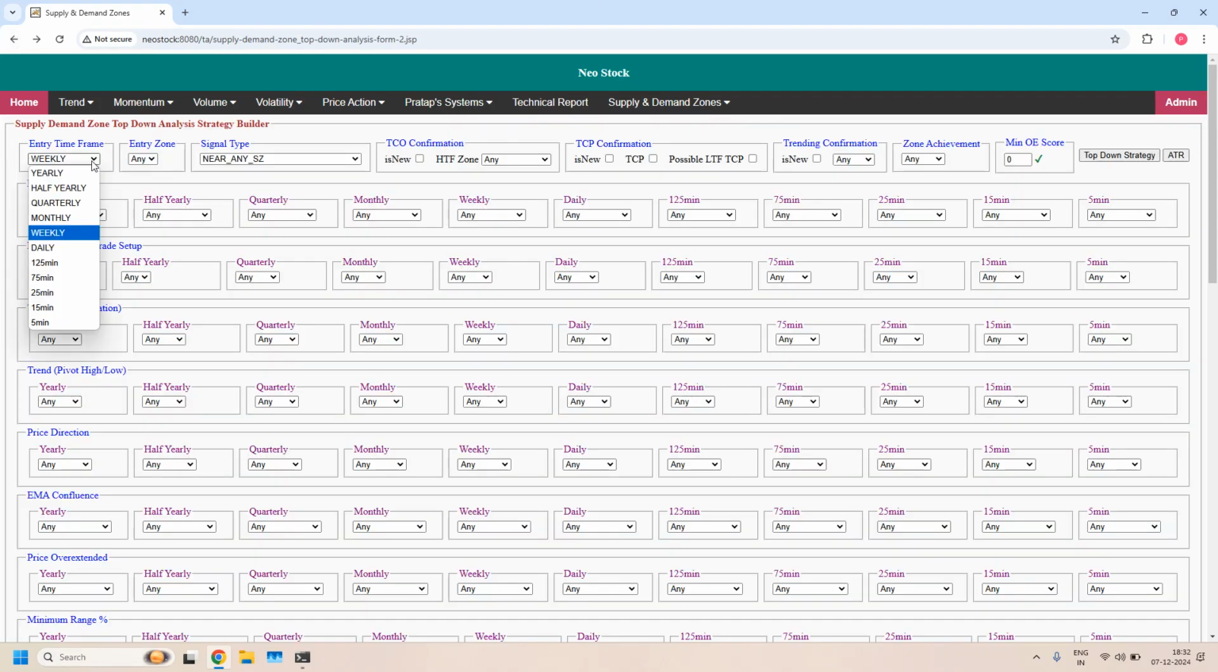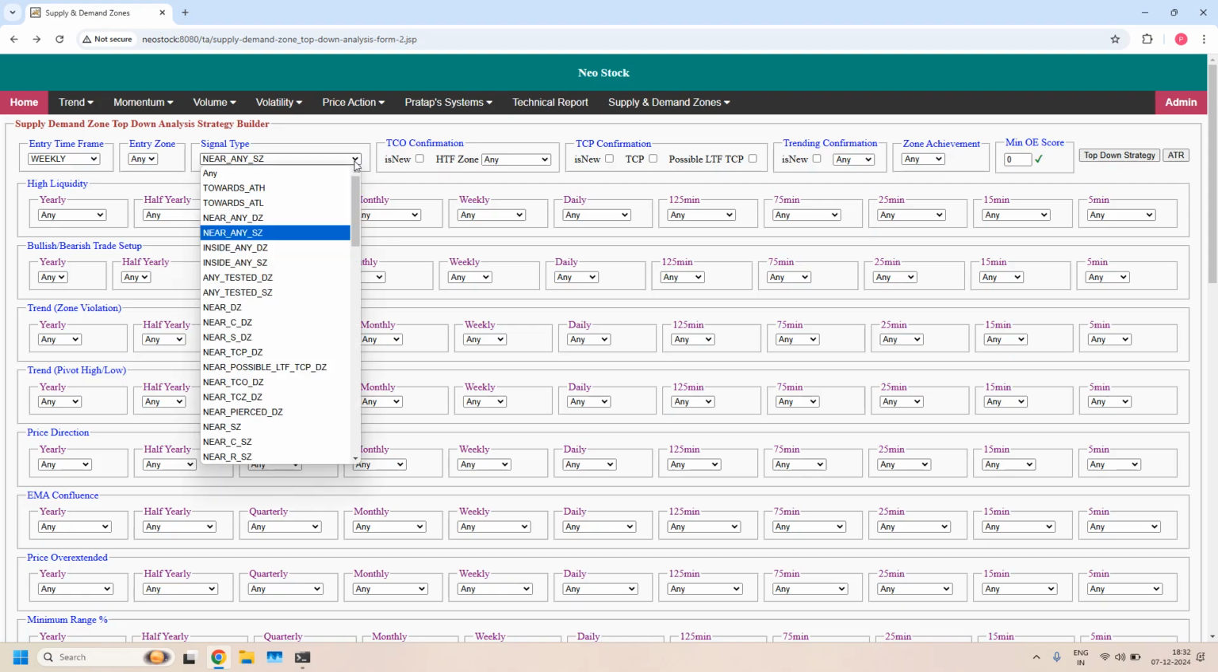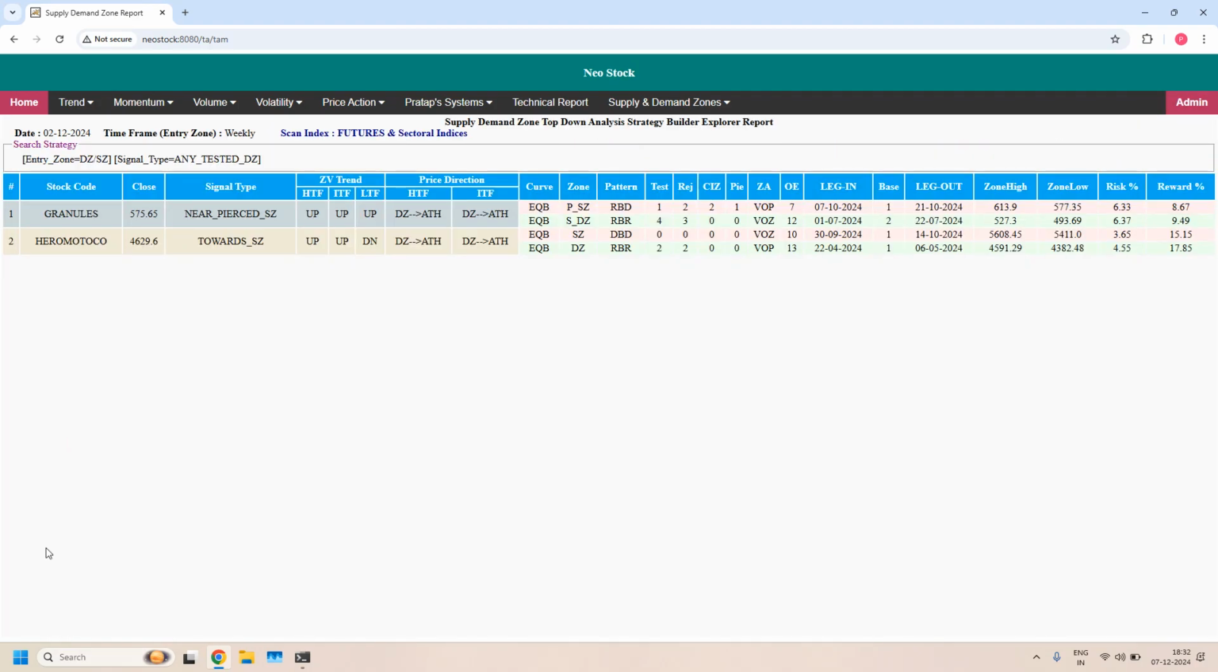Next, weekly time frame. Weekly tested demand zones during this week. So these two stocks having demand zones are tested during this week.